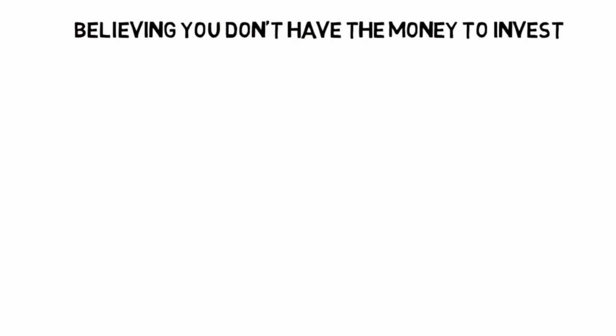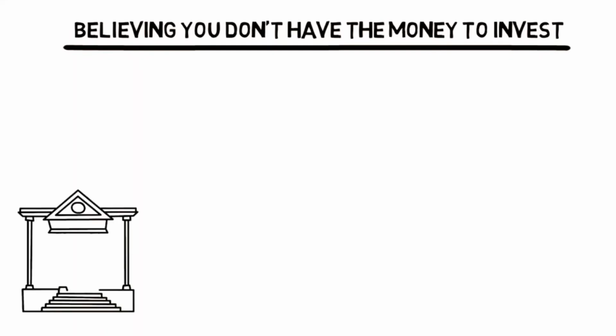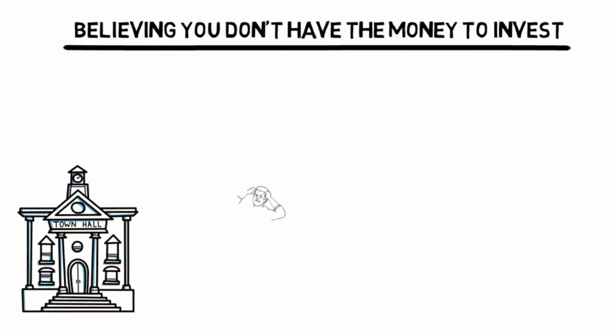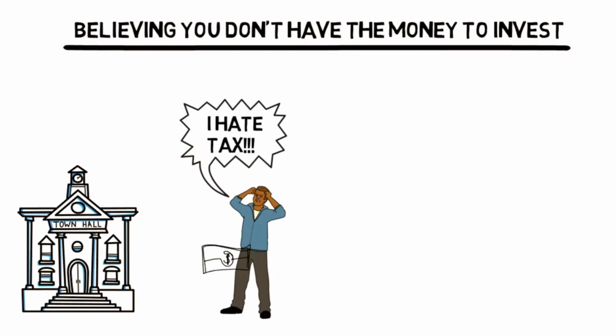The second roadblock that keeps people from investing their money is believing that they don't have the money to invest. This is a reasonable argument, but I like to use an example I heard from Tony Robbins that really shows that anybody can invest in their future. What he asked was, if the government came and taxed you an additional 20% of your annual income, what would you do? You would yell, you would scream, you would complain, and you would pay it because you have to. You would find a way to adjust.